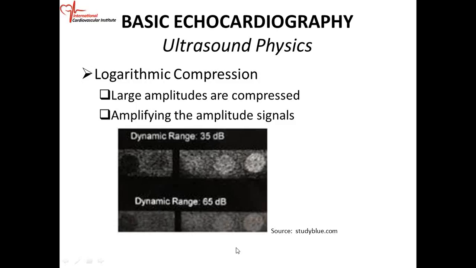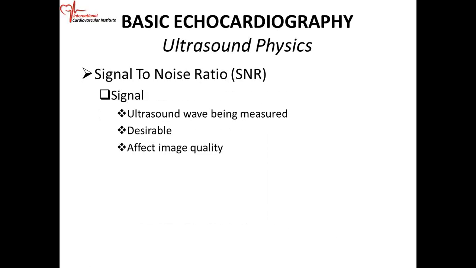Whereas with our larger dynamic range, you can see that there's a distinct difference. For large amplitudes, you can increase your compression of the amplitude signal. The only thing you have to know about dynamic range is that it is the range between the large and the low echoes, and you can adjust it. A large dynamic range is better than a small one.